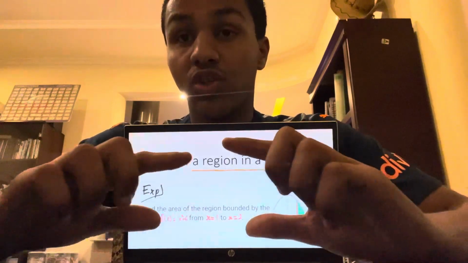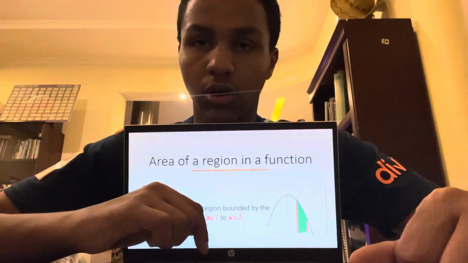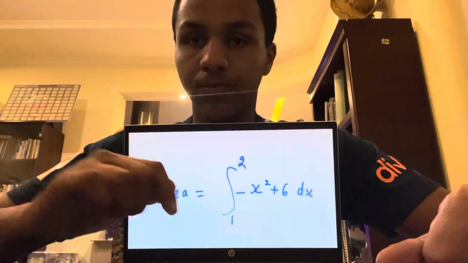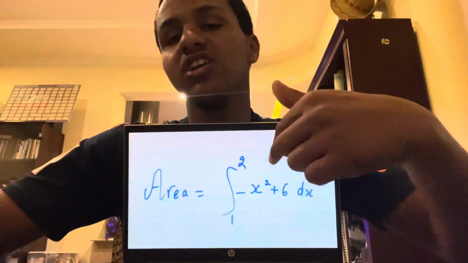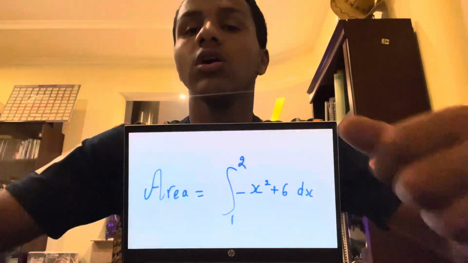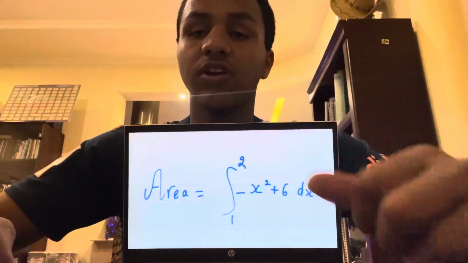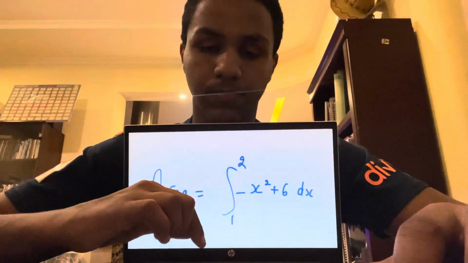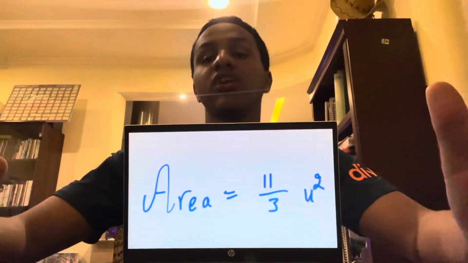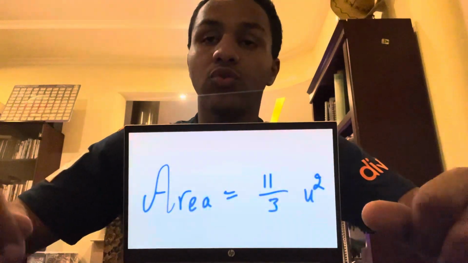Then we're gonna put it into an integral to find the area of the shaded part of the function. An area is gonna equal the integral from 1 to 2 of the function itself, which is negative x squared plus 6. And then we're gonna get a result of the area being 11 over 3 u squared.